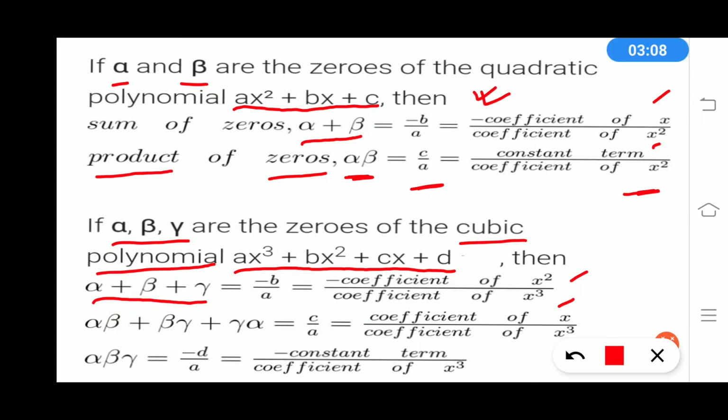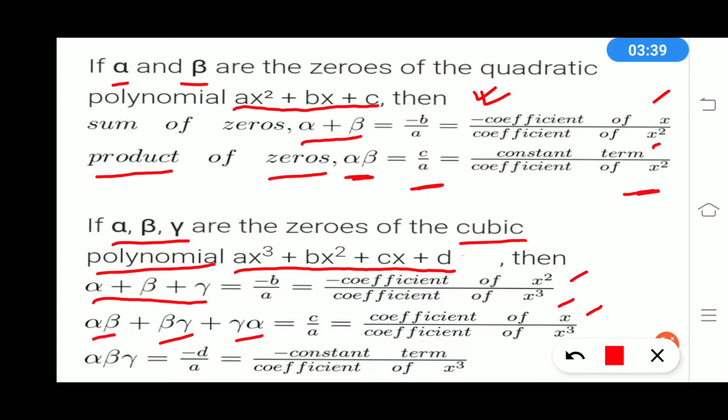Next, taking in pairs, alpha beta plus beta gamma plus gamma alpha equals c by a. Here c is the coefficient of x, that means coefficient of x divided by coefficient of x cube. Now the product of the zeros, that means alpha beta gamma, equals minus d by a. d is the constant term, so equal to minus constant term divided by coefficient of x cube.